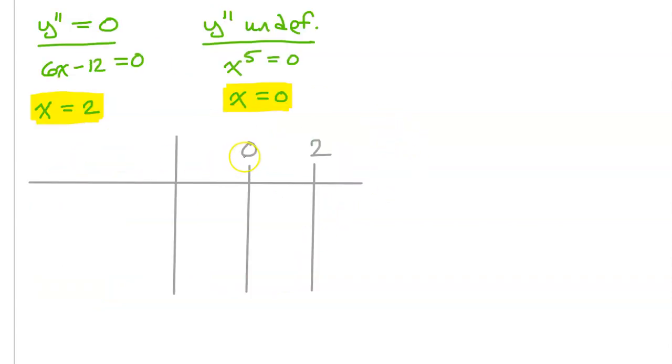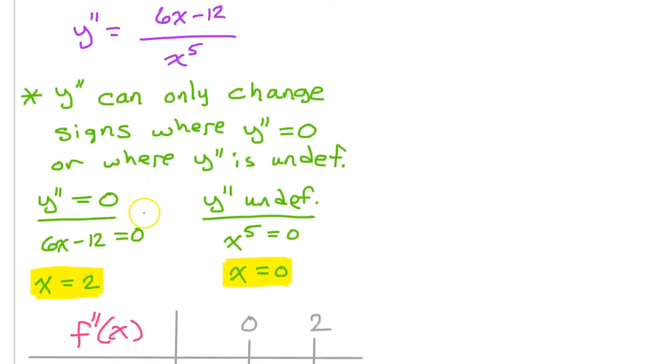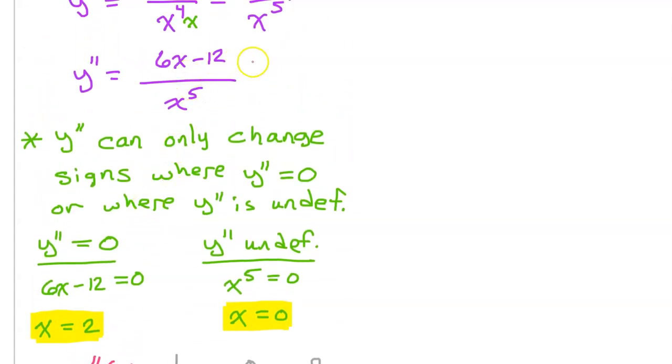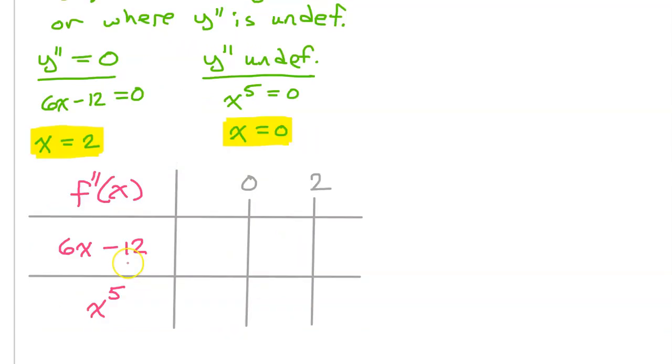So here are the two critical values on this number line. Make sure you label your sign chart as f double prime. And let's see, how many rows do we need on this sign chart? We're going to need one row for the numerator and another row for the denominator. So those are the only factors that we have. Next, we need to figure out whether these factors are positive or negative in each interval.